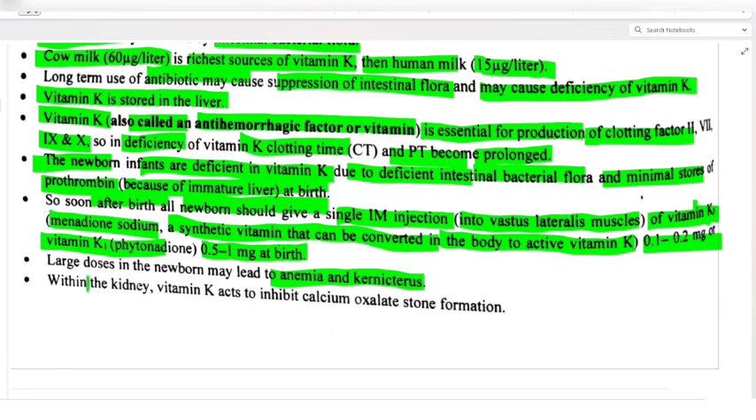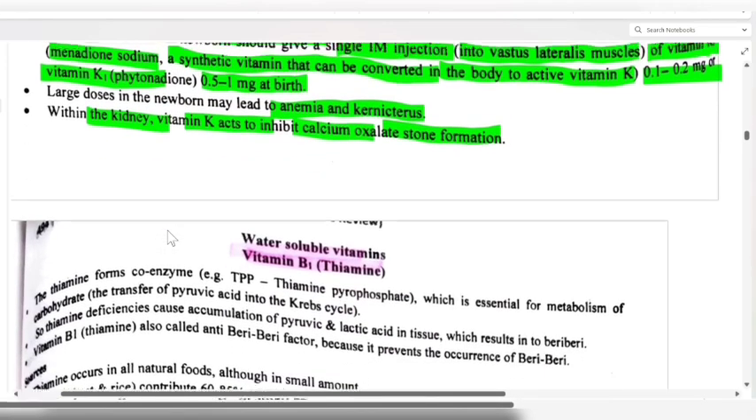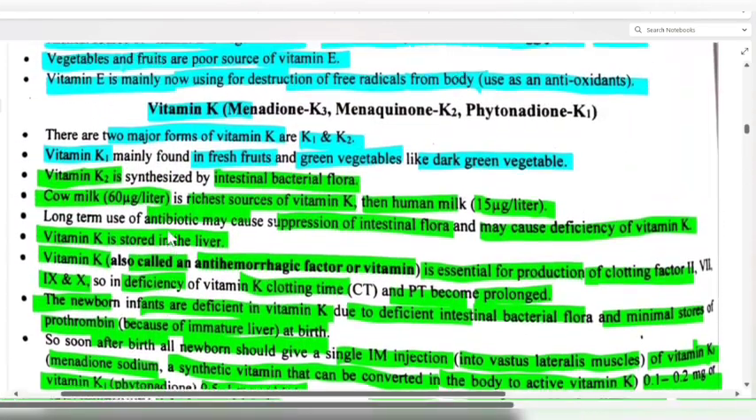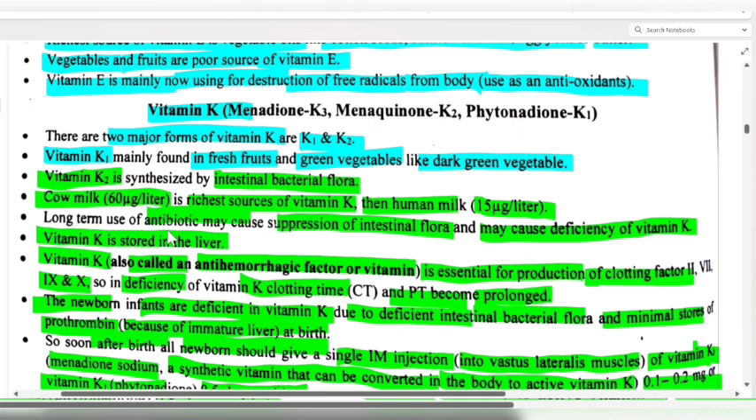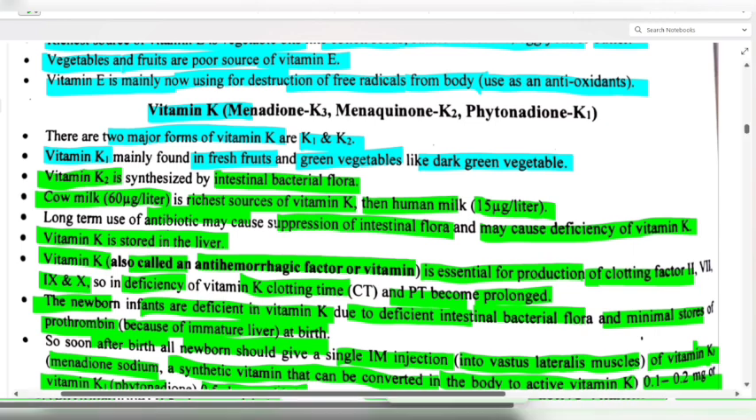Within the kidney, vitamin K acts to inhibit calcium oxalate stone formation. Clear? So that's all about fat soluble vitamins. In the next class we will be discussing water soluble vitamins. Till now keep revising this one and we will come back soon, and thank you so much for hearing me.